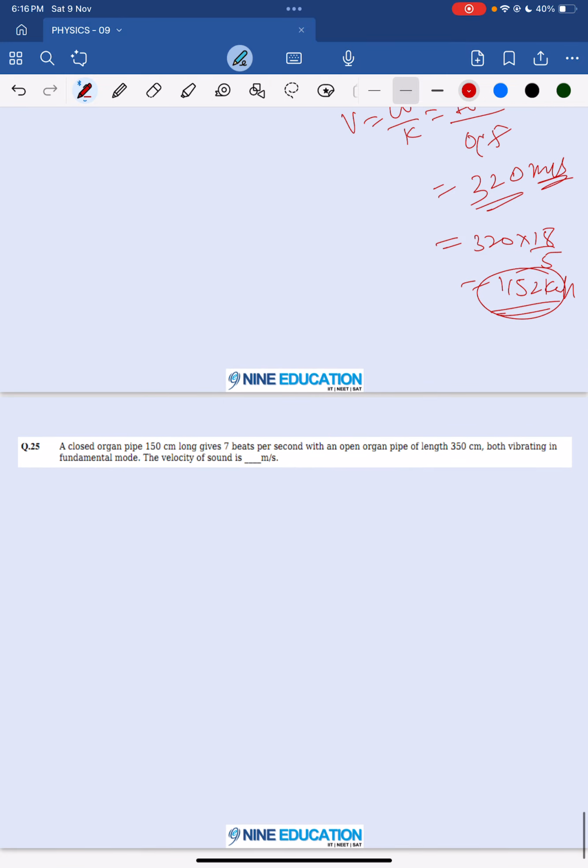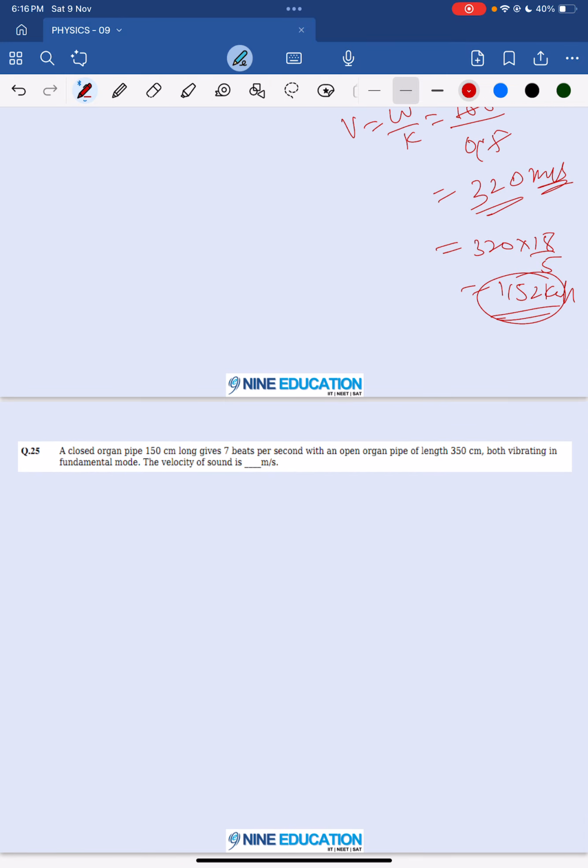What is the next question now? Last one. A closed organ pipe 150 centimeter long gives 7 beats per second with an open organ pipe of length 350 centimeter. We need to find the frequency. What is the frequency of the closed pipe? V by 4L, V divided by 4L. It is 150 centimeter, which becomes 1.5 into 4, which is basically V by 6.